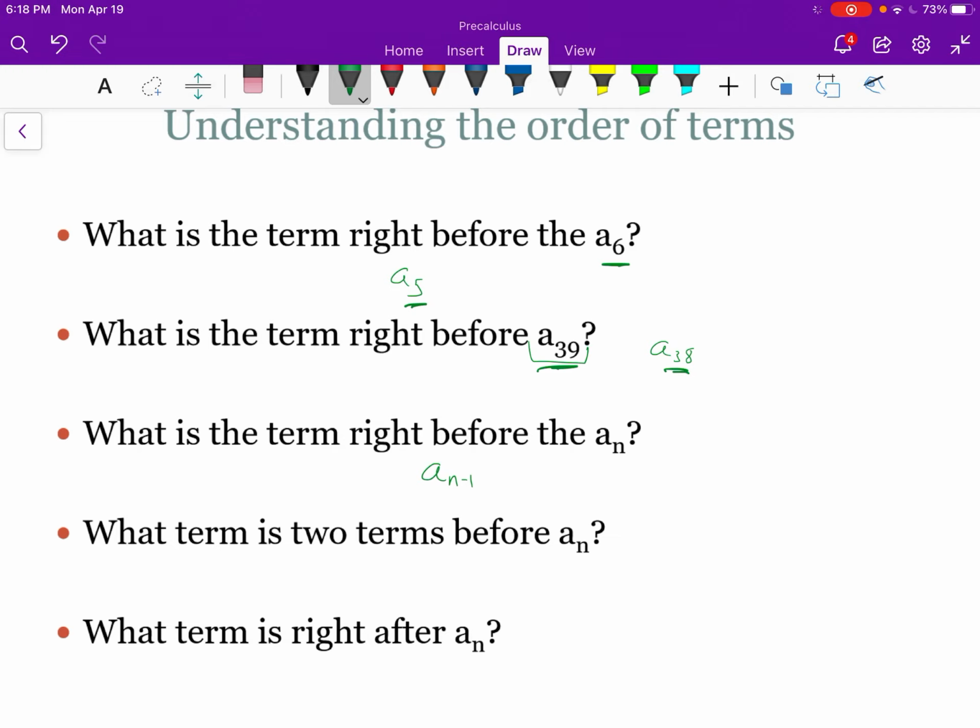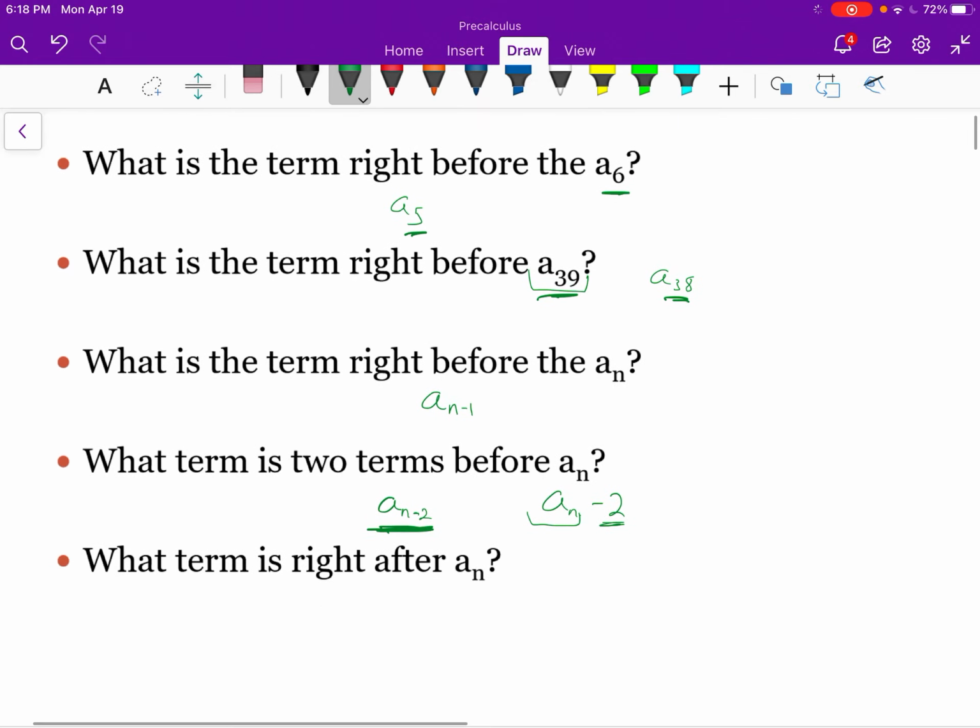What term is 2 terms before a sub n? Well, you want to go 2 terms back, you subtract 2. Again, it's in the subscript. Do not write it like this. This is taking your nth term and then subtracting 2. That is different. This is referring to the term 2 before a sub n.